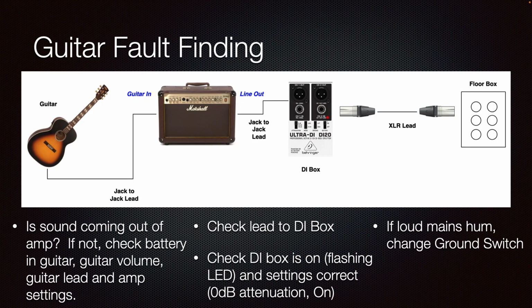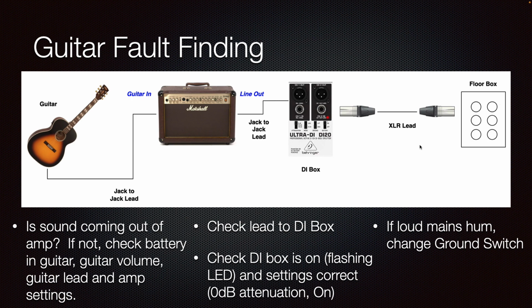Well, I've simplified the diagram here because I'm not going to say about the mixer side of things and the patch panel, because that's common to every source that we've got. So typically with us, if you've got an acoustic guitar, that's connected via jack to jack lead. That goes into a Marshall amp that we keep on the stage. That goes in the guitar in. There's a line out connection on the back, which goes into a jack to jack lead via a DI box. And then there's another XLR lead to the floor box, and then patch panel and amp, etc.